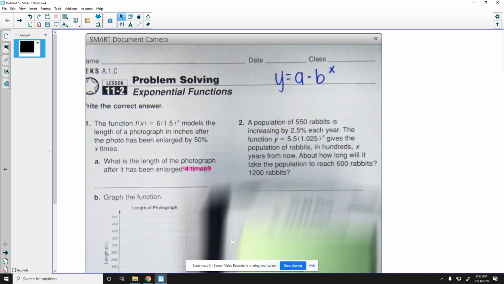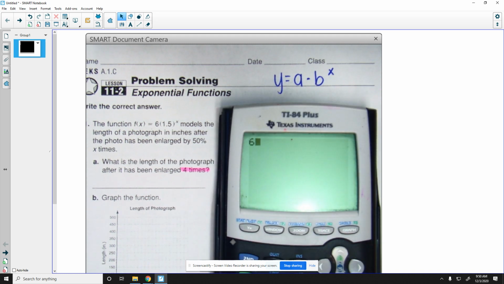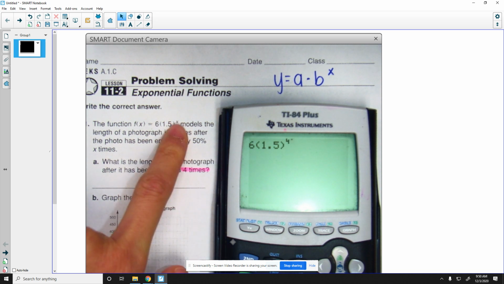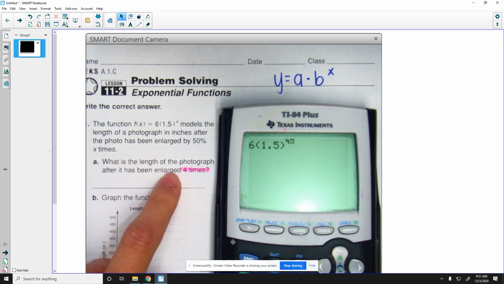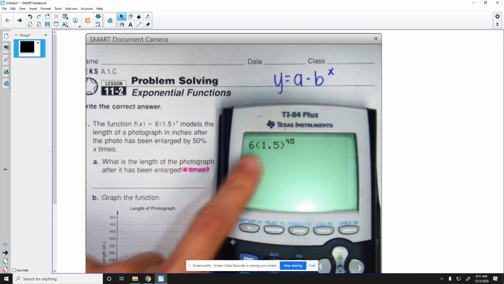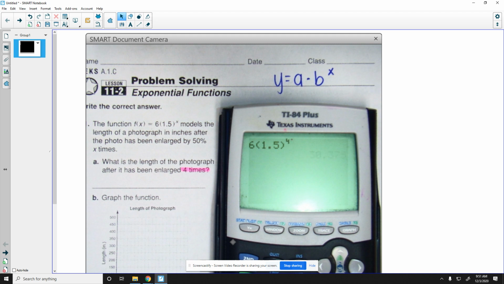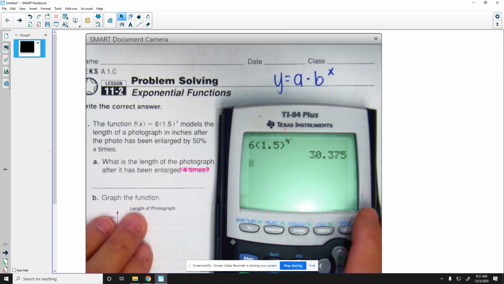6, parentheses 1.5, parentheses to the 4th power. Yeah, so x means x times. They're asking me, what about 4 times? So all you're doing is plugging it in. Jack, come on up. So my answer, it looks like it would be 30.375.